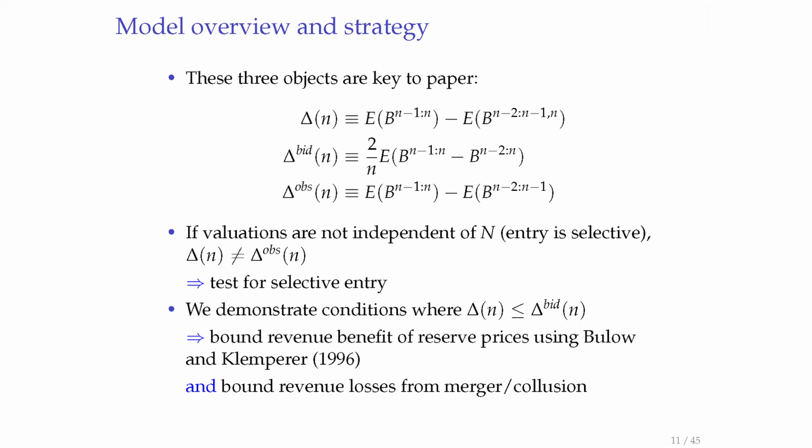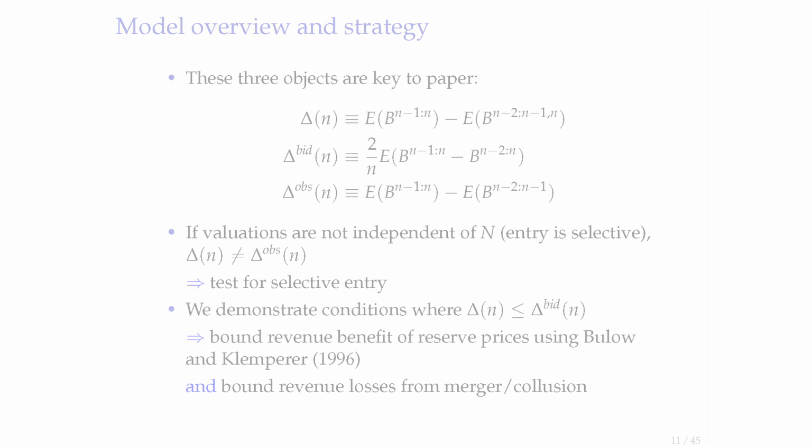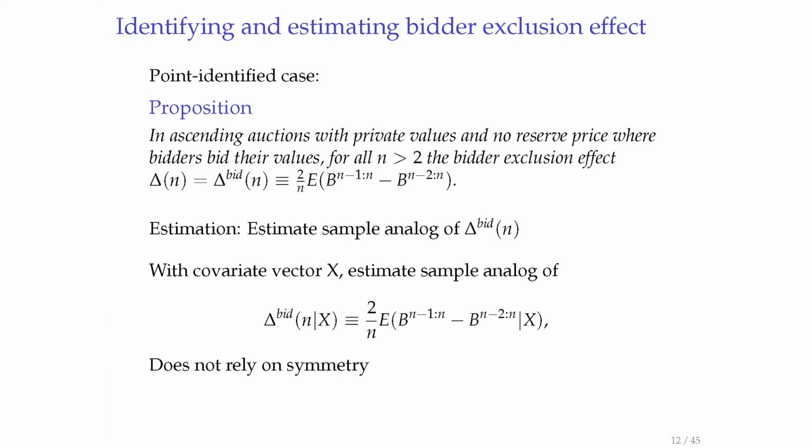Then we also demonstrate some conditions where delta of n is going to be bounded above by the scaled gap between second and third order stats, delta of bid. And that's one that we can relate to the Bulow-Klemperer result to get a bound on how much a seller would benefit from using an optimal reserve price. And then we can also relate it to bounding how much a seller would lose out if two bidders were to merge or two bidders were to collude. And so we'll go into detail on each of these applications.